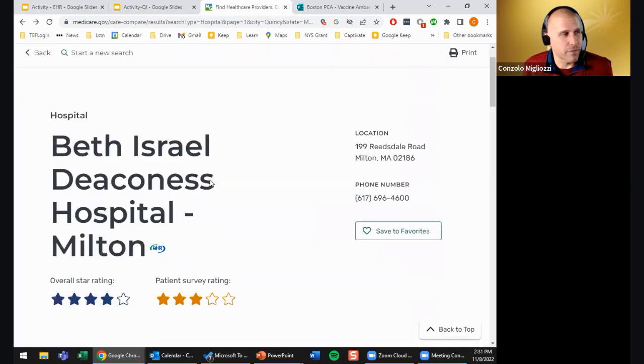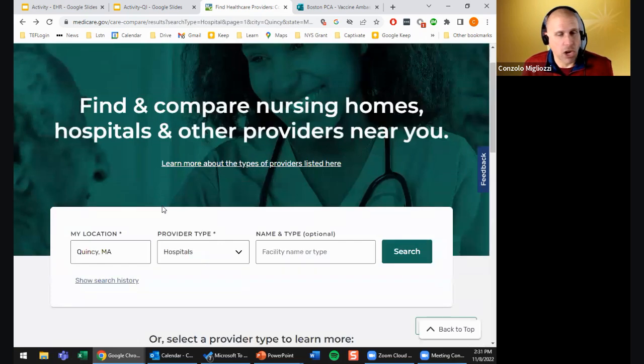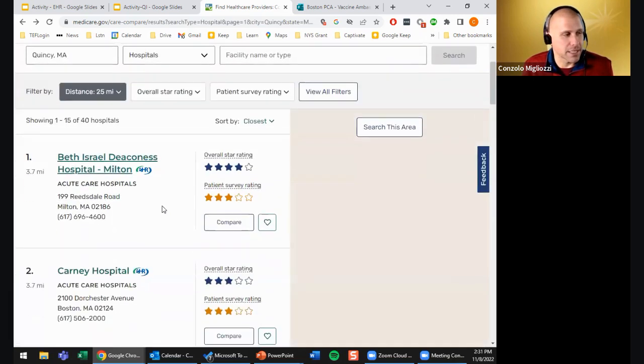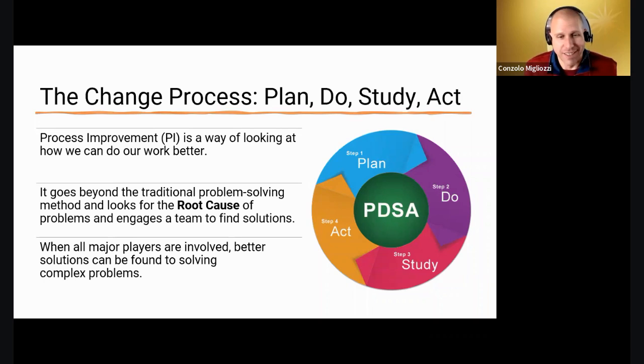If we go back to that first page, when I searched, you could go to Kearney Hospital and see if it's less, or Boston Medical Center and see what theirs is. Any questions about the Medicare Compare? I can pop that up in the chat.